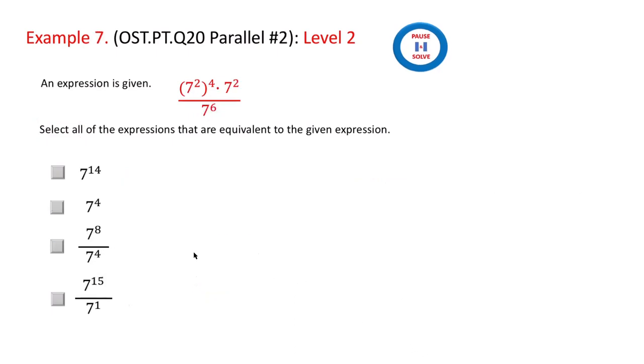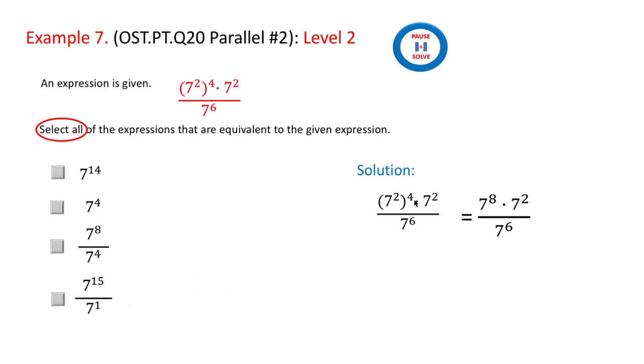Another one, level 2, same question. Okay, so let's start with this here. I will get 2 times 4 is 8. This one still not showing here. 8 plus 2, 10. That's 7 to the power 10 divided by 7 to the power 4.